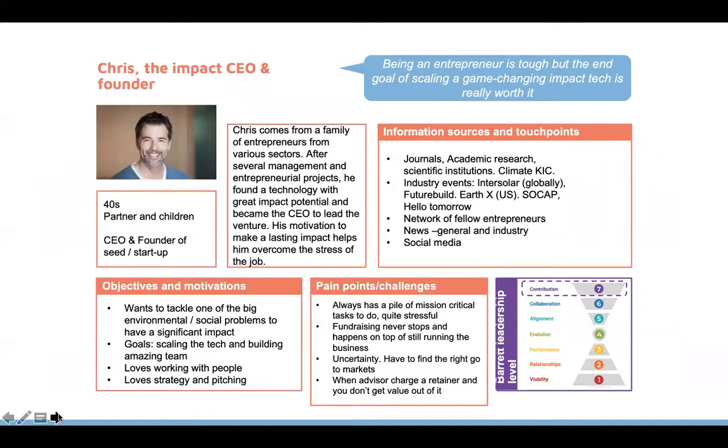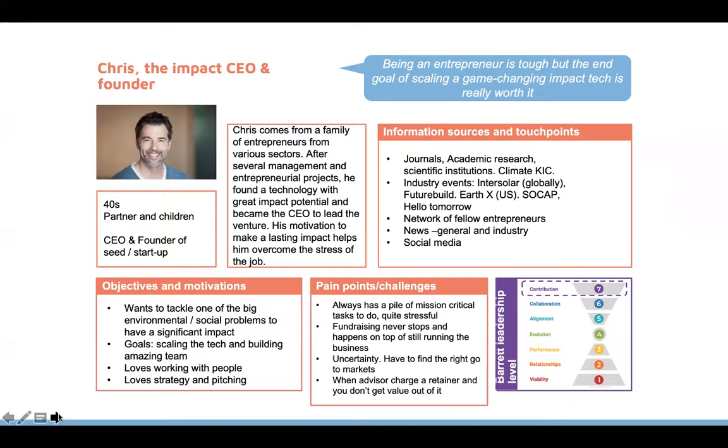Chris is your typical impact CEO and founder. He probably comes from a family of entrepreneurs from different sectors, and he's been through a lot of entrepreneurial projects. His latest one would typically be a tech venture with great impact potential, and he's leading it from the founding stage. He is really dedicated to making a lasting impact, and he also has to manage the stress which comes with the thrill of the job.